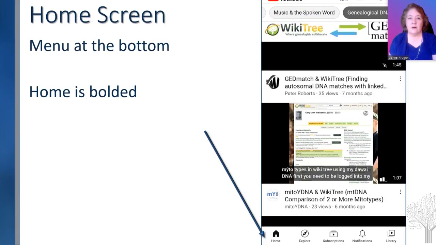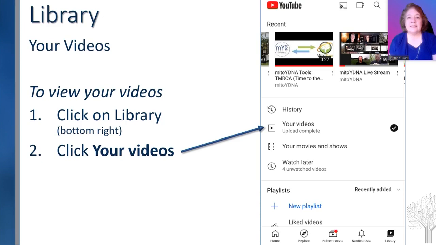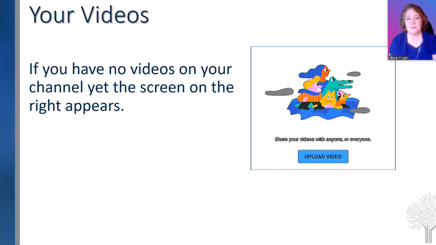The home screen looks similar to this. This is the one home screen. In the bottom is a menu, and the very first item is home. In the bottom right-hand corner is library. On that same menu, this is the library screen, and it allows you to click on your videos. When you click on your videos, if you don't have any on your YouTube channel, this is the cute little picture you'll see.